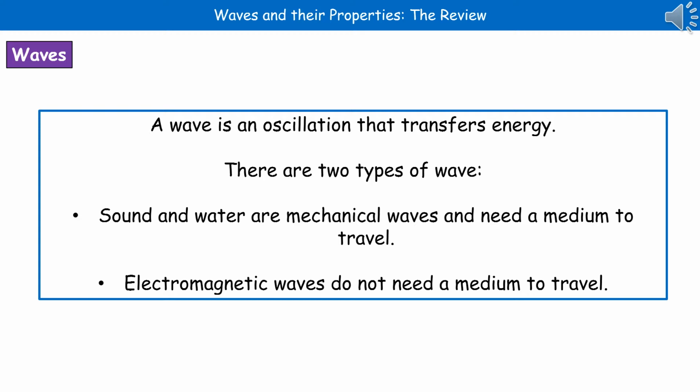Now we've got two types of wave that we need to concern ourselves with. The first one are the mechanical waves. These would be sound and water, for example, and mechanical waves need a medium to travel through. The second type of wave are the electromagnetic waves, and these do not need a medium to travel. So make sure you know the difference between the mechanical and the electromagnetic waves.